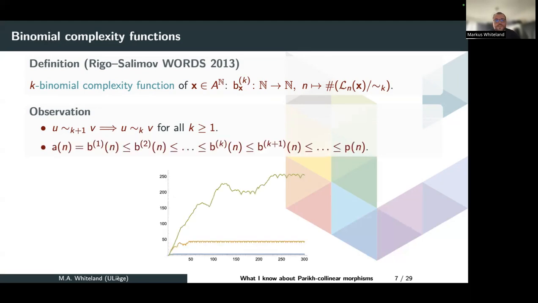And from this observation, you can get a hierarchy of the binomial complexity functions. First thing to notice is that, in fact, the abelian complexity function is exactly the 1-binomial complexity function. But then we have this increasing chain that holds for all n, and we're always upper bounded by the factor complexity function at n. Here's a figure just to illustrate. So the blue graph here is the abelian complexity function. This would be the 2-binomial complexity function, and the green one, the 3-binomial complexity function.